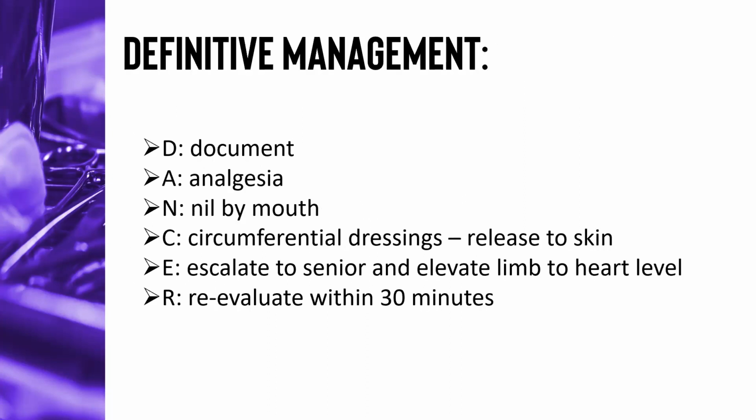Now, how would you manage it? An acronym I've got here is DANCER, and you may be thinking, what does dancing have to do with orthopedics? But these are the key 6 things that you need to do if you were to see a patient with compartment syndrome. The first thing is documenting your findings, so including time and date. You want to make sure you've got a patient in front of you who's uncomfortable, so you want to give them analgesia. This is really important because you can reevaluate and see if they respond to analgesia.